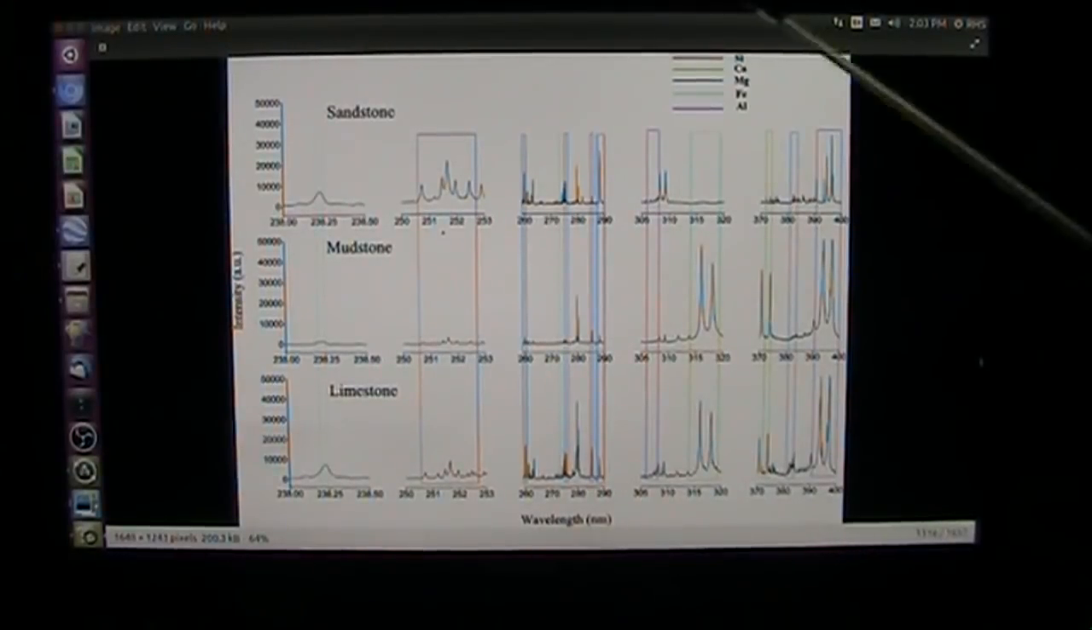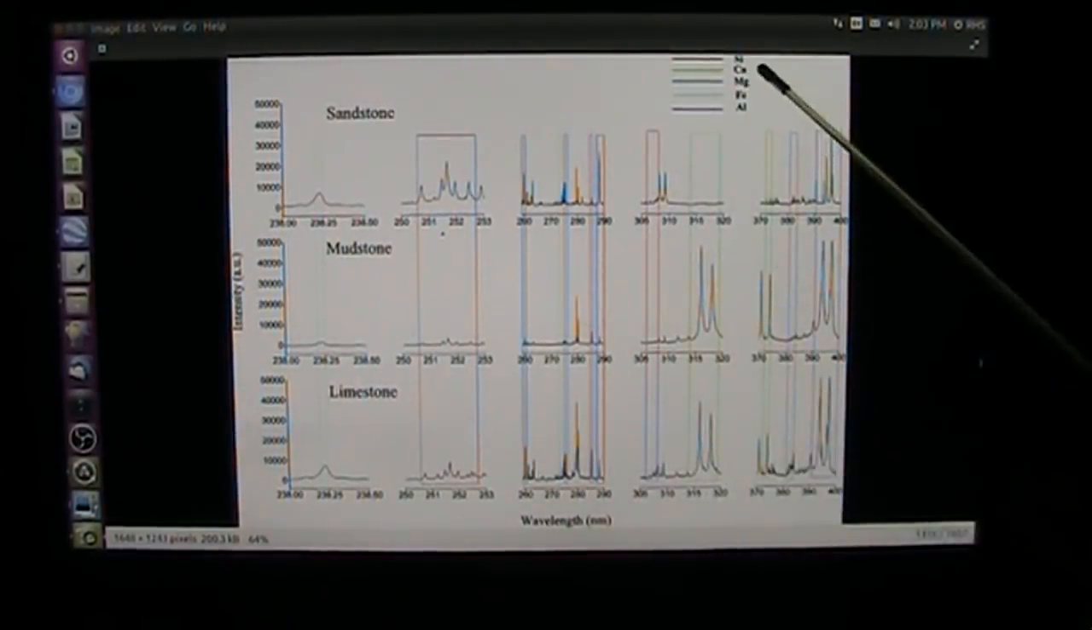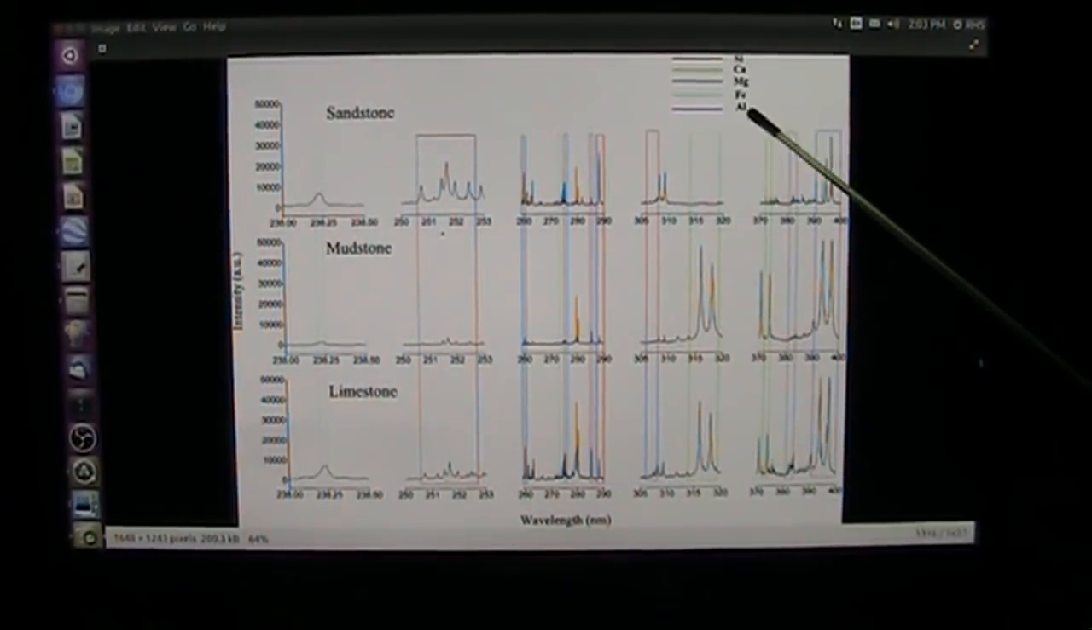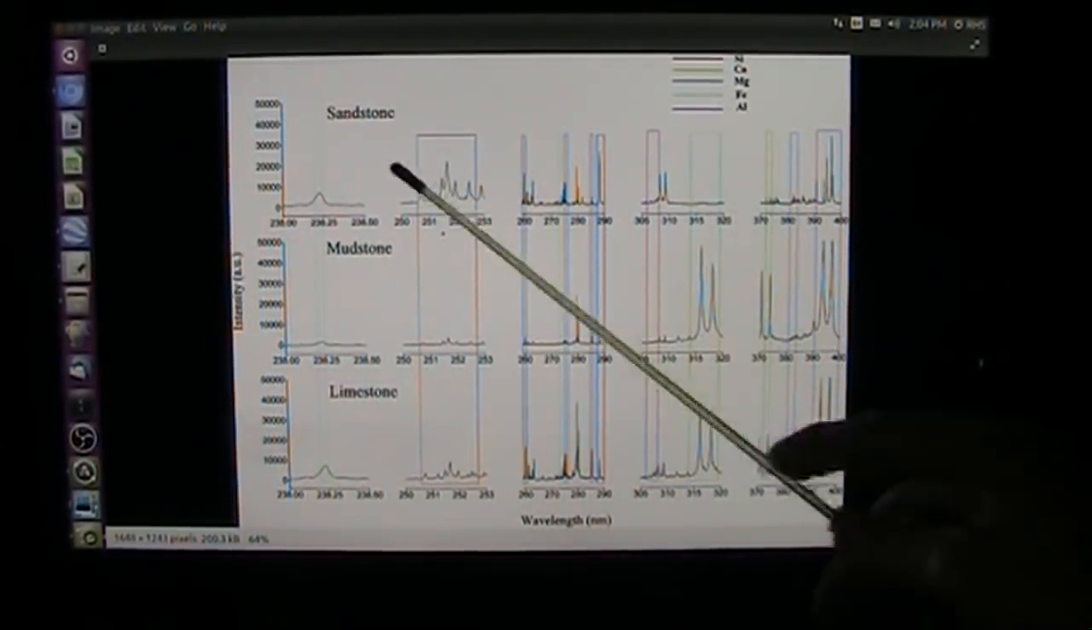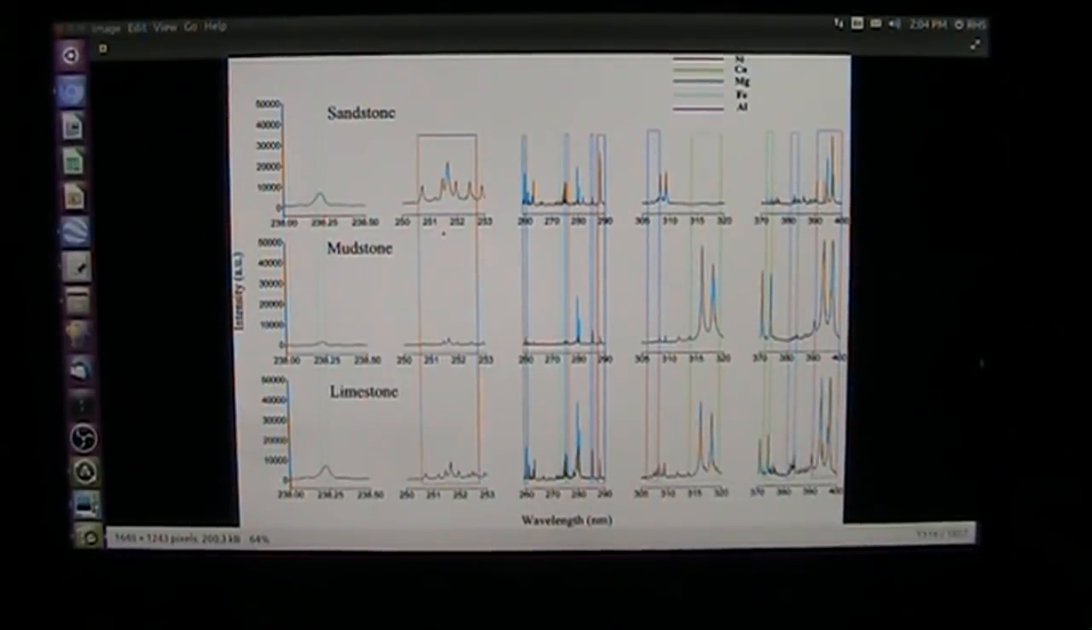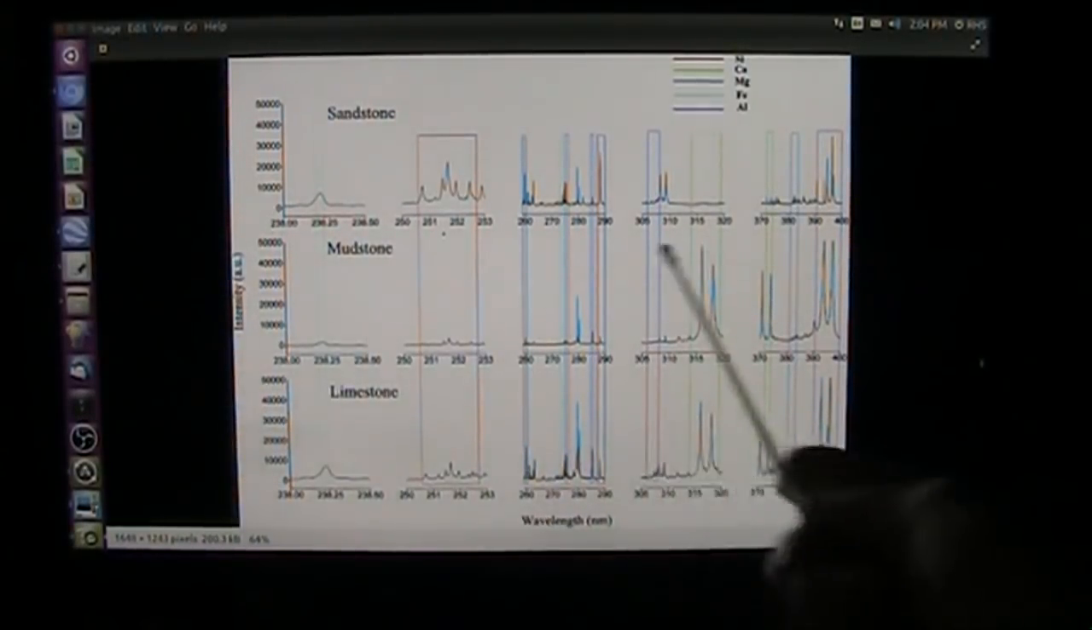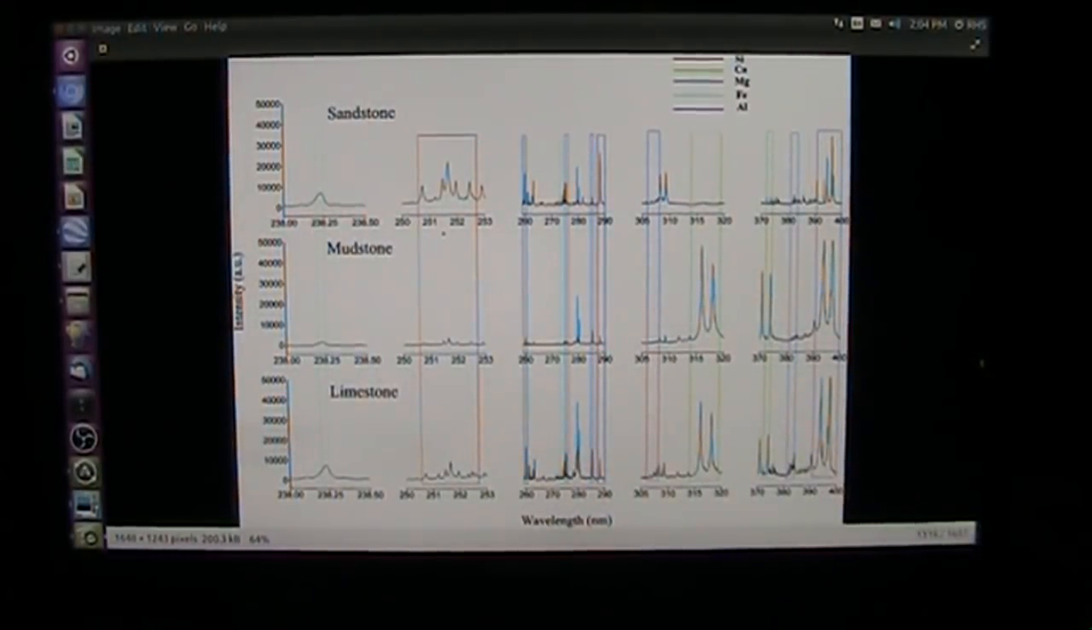This is the chemistry of your body in chemical terms: silicon, calcium, magnesium, iron, and aluminum, and so forth. And there's all kinds of other metals in there that they don't show here, but these are the primary ones. They do the work in your body.